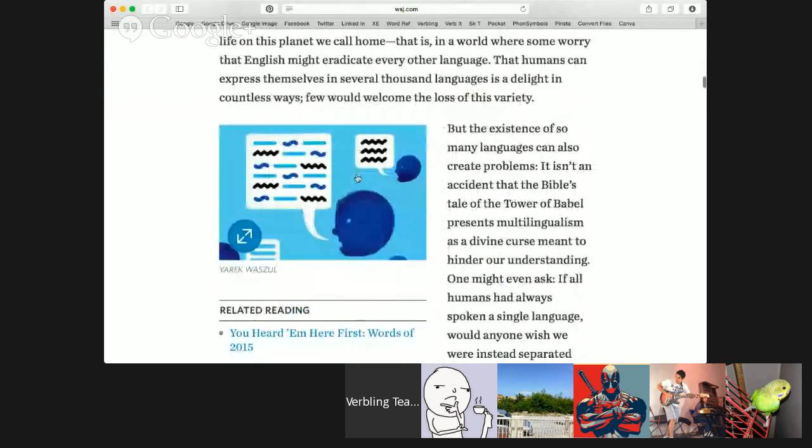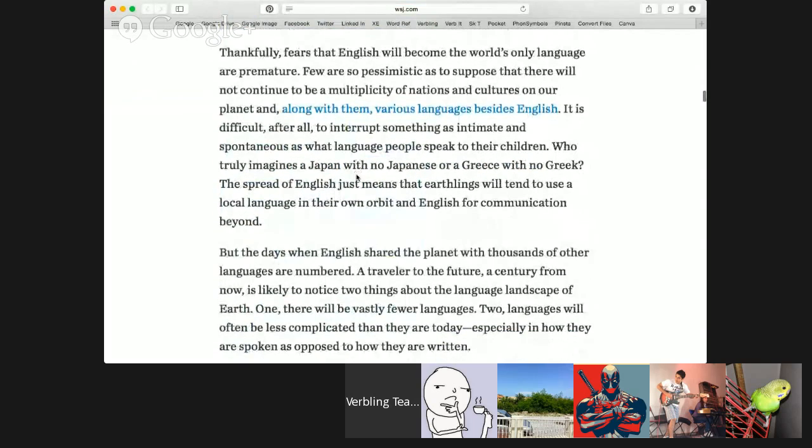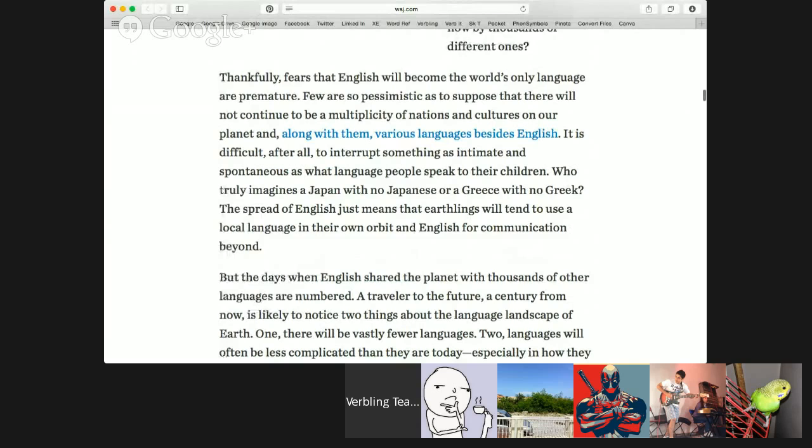Now we're going to scroll down to here and we're going to continue reading, and this time it is David's turn, thankfully. Yes, Amy, from what paragraph? From this one here, which starts, thankfully, fears that English.